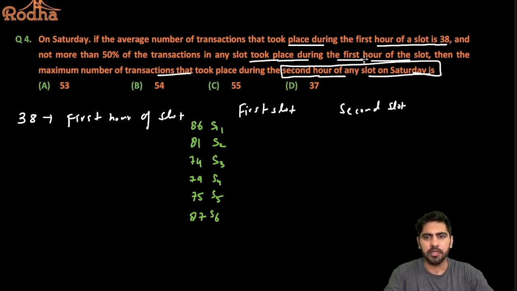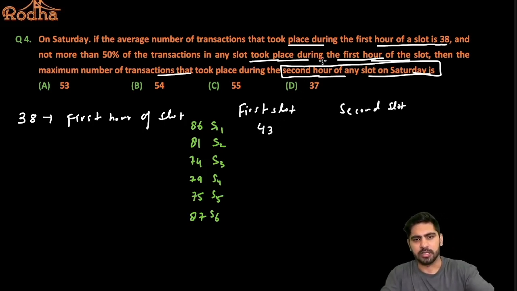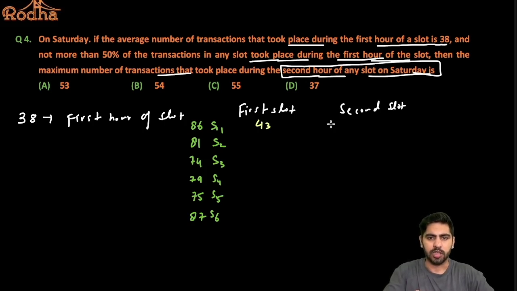Now, the question says that not more than 50% of the transactions in any slot took place during the first hour of the slot, right? So the maximum number of transactions that can take place during the first hour of the slot here is, can I say 43 here? So this is 43, or I'll just take a different color marker here, right? So slot 1, if this is 43, then this also has to be 43, right? Maximum here is 40.5. So it should be an integral value because 50% of 81 is nothing but 40.5.